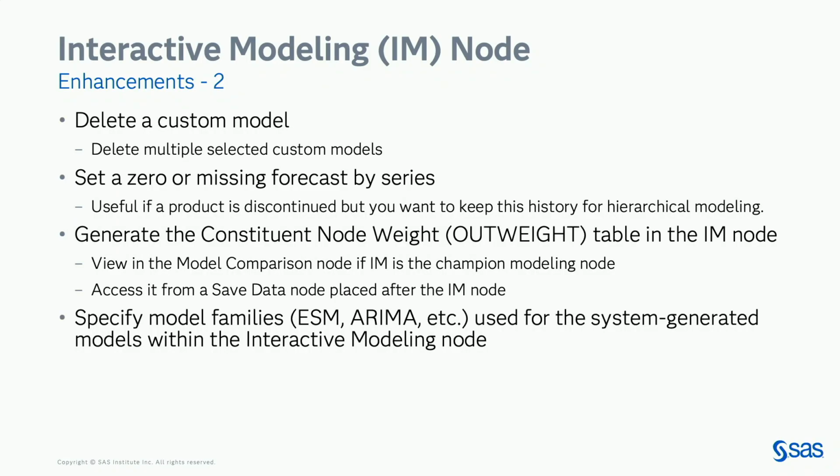This is helpful when model and/or forecastability are important to you. You can delete a custom model, or delete multiple custom models at the same time if you've created more than one. You can set a 0 or missing forecast by series. This is useful if a product is discontinued, but you want to keep a history of that for hierarchical modeling. You can generate the constituent node weight or outweight table in the IM node. You can view it in the model comparison node if the IM node is the champion modeling node, and access it from the save data node after the IM node is placed.